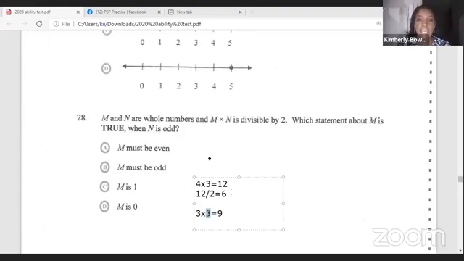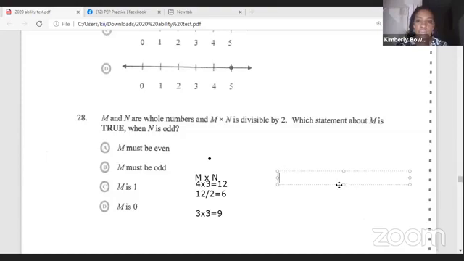So we can clearly say if N is odd, then M cannot be odd, because if M is odd, it's not going to be divided completely by 2. Let's see what we're talking about here. So in order for N to be odd, M has to be even, or else it's not going to be divisible by 2.